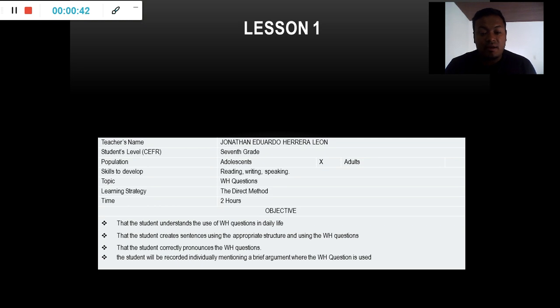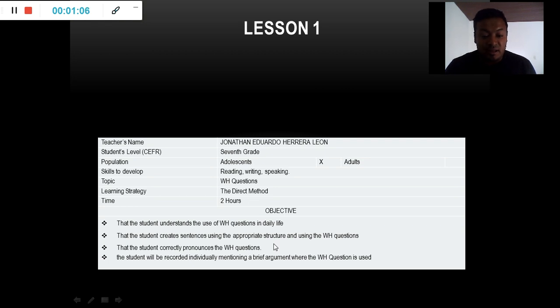The skills to be developed are reading, writing, and speaking. The main topic is the WH questions. WH questions are the main thing for the English learning process. The learning strategy is the direct method. The time is 2 hours in a classroom.